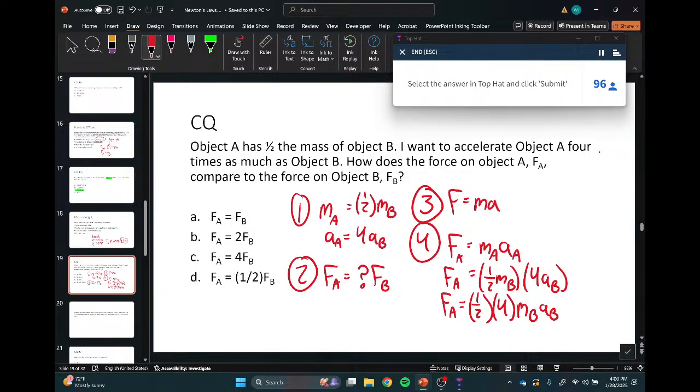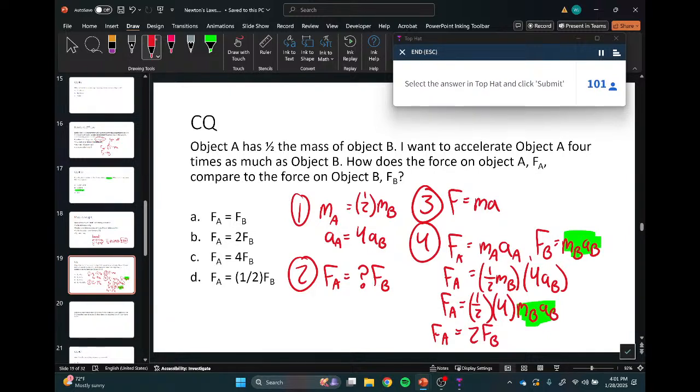And then the punchline here, the final thing that helps us make sense of this all, is what is the force of B? Well, it's the mass of B times the acceleration of B. Oh, look, we have the mass of B and the acceleration of B. That is the force of B. So we can swap that in. That's the reason we did this. We put it all in terms of the other's variables. We pull all the numbers to the front. And long story short, you get 1/2 of 4 is 2. 2 times the force of B. And there you go.